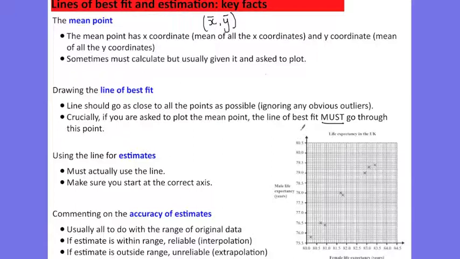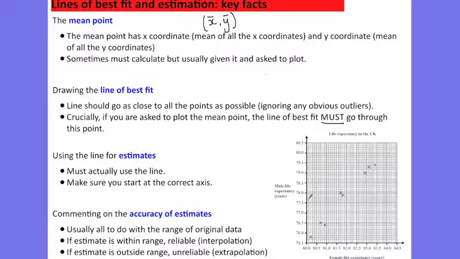You need to be able to use your line for estimates. Once the line has been drawn, you are going to need to use this line. Make sure you start at the correct axes. So if they give you the female life expectancy and they want you to estimate the male, you need to start here, up and across to the line. Now you also need to be able to comment on the accuracy of the estimates.